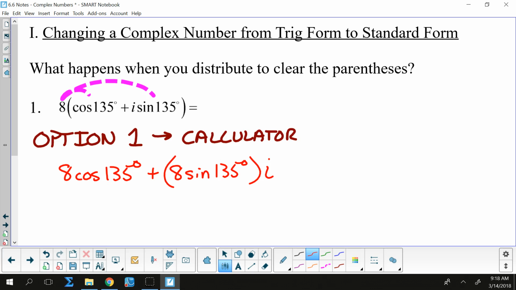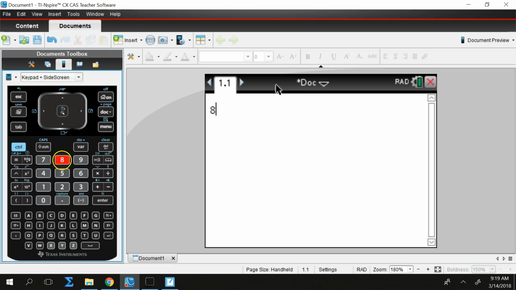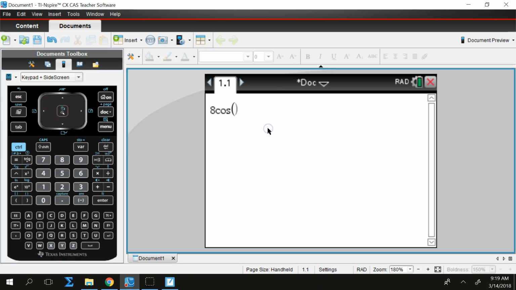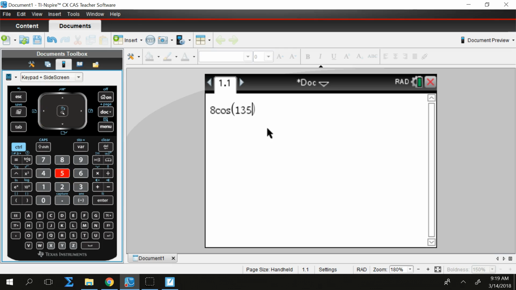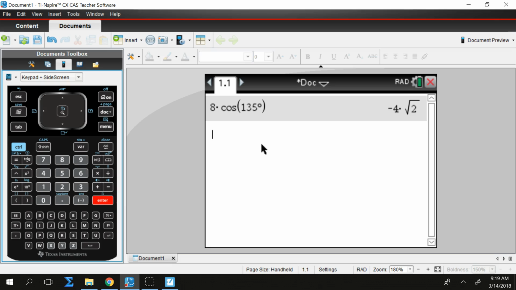And so you would have to calculate those individually on your calculator. So you would go 8 times the cosine of 135 degrees. Oops, not tab. Hit the wrong one. I wanted to hit this one. Control. There we go. And so we get negative, let's call it negative 5.657.